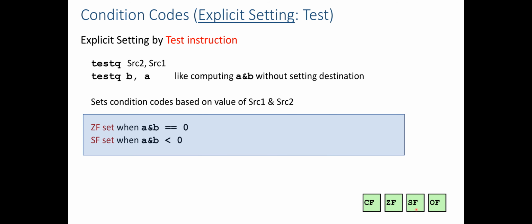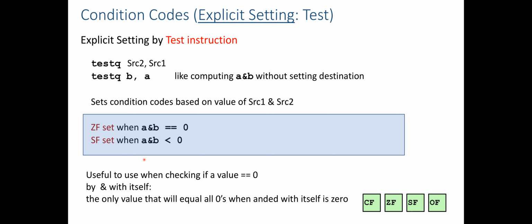Now, the other instruction that does explicit setting, but only of ZF and SF, is an instruction called test. So here, with test, what we're doing is the CPU is going to do A and B, bitwise and. And it's not going to set a destination, but it's going to set the 0 flag when A and B equals 0. And it's going to set the sign flag when A and B is less than 0.